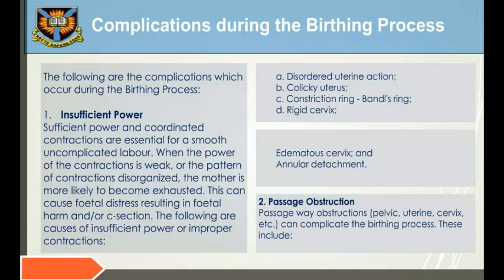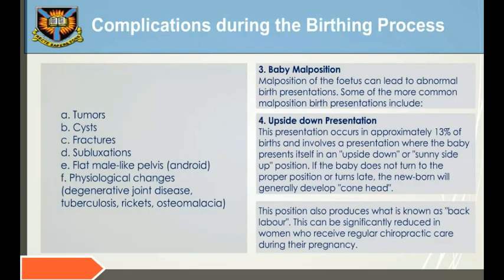2. Passage obstruction. Passageway obstructions, pelvic, uterine, cervix, etc. can complicate the birthing process. These include A. Tumors. B. Cysts. C. Fractures. D. Subluxations. E. Flat male-like pelvis, android. F. Physiological changes, degenerative joint disease, tuberculosis, rickets, osteomalacia.